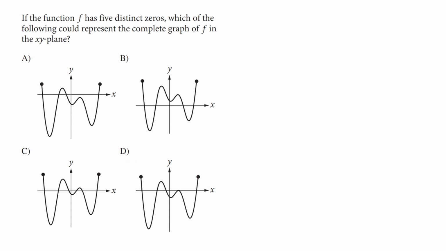If the function f has 5 distinct zeros, which of the following could represent the complete graph of f in the xy plane?